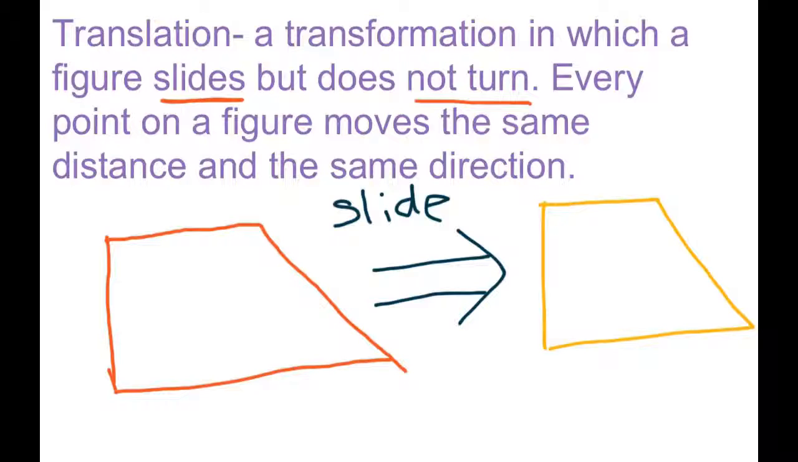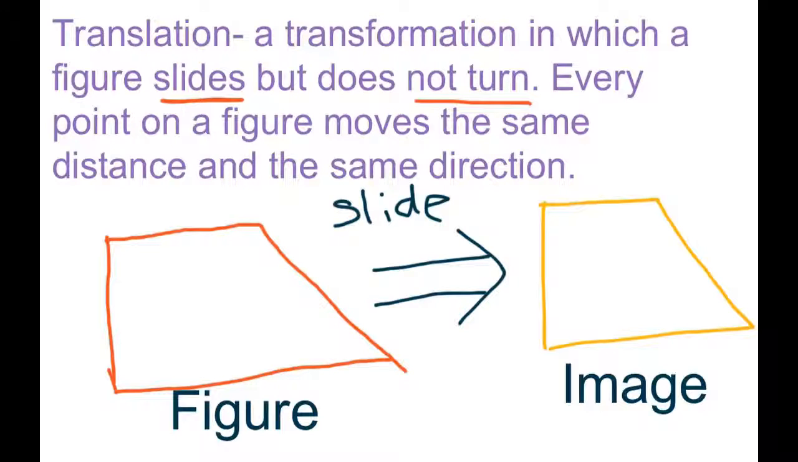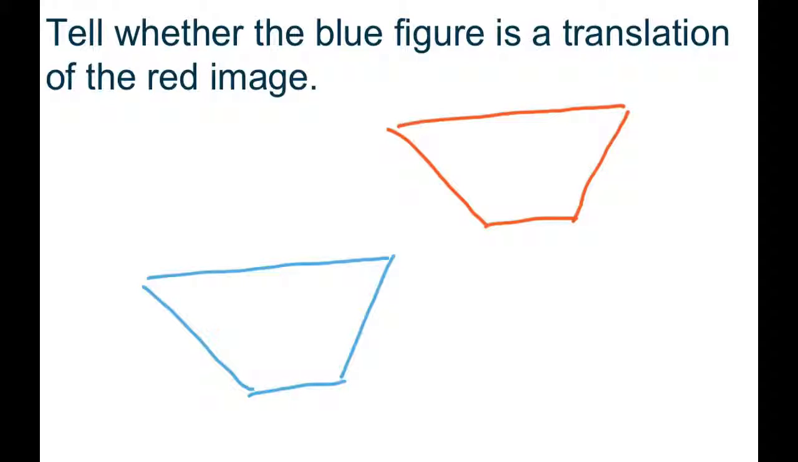Let's go ahead and apply this information. We're going to tell whether the blue figure is a translation of the red image. So, we see that if we take the blue figure and slide it to the right, and then slide it up, we would get the red image. There is no turning involved in this. So this would be yes, this is a translation, because we see no turns at all.